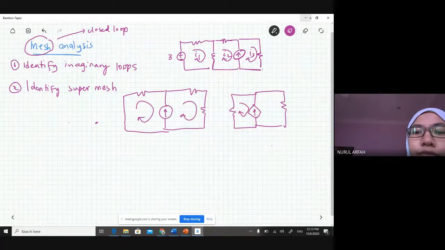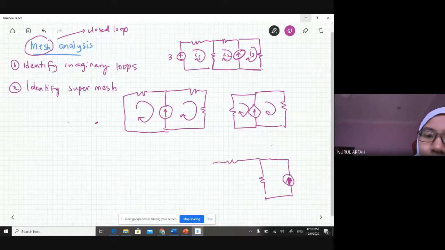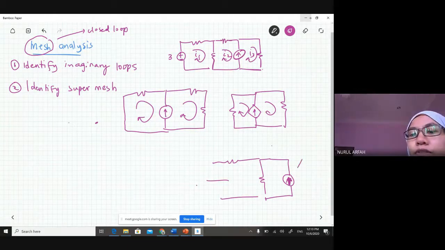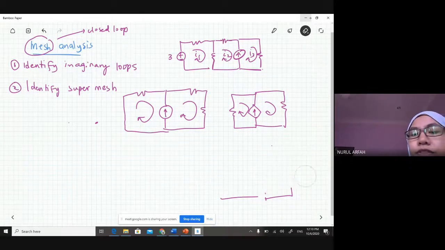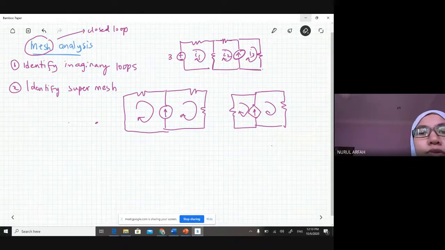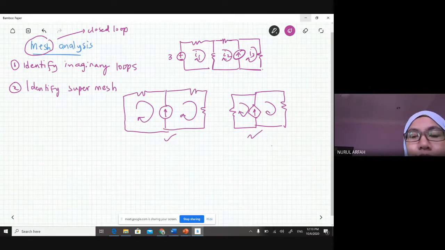All right. What if I have something like this? Sorry, this is a current source. Then I have something like this, and then the circuit continues. Is this a super mesh or not? No, because this is not in between two closed loops. So if you have something like this, number 1 and number 2, this is a super mesh.